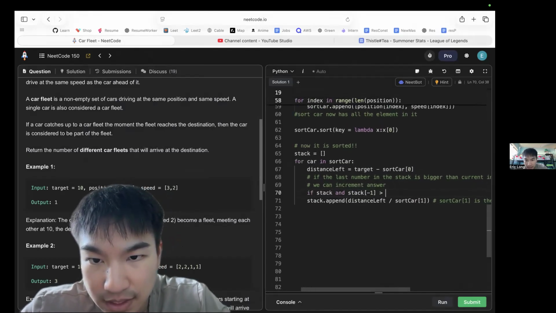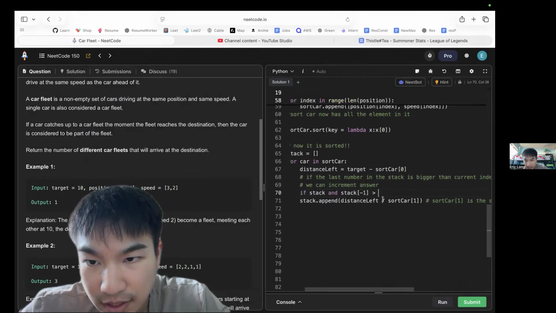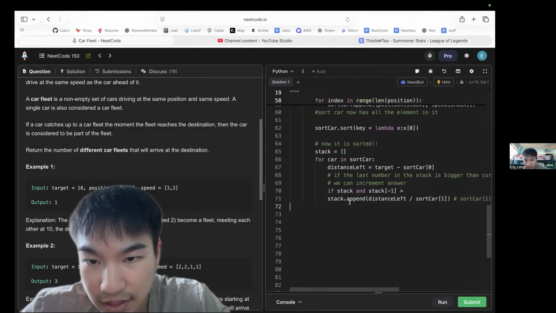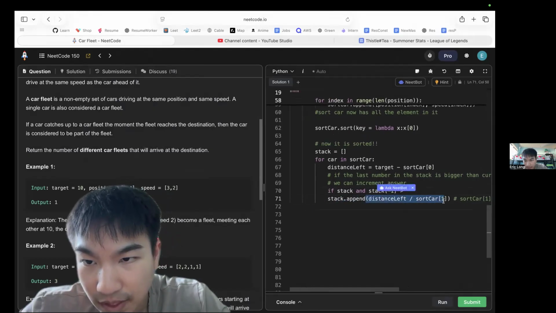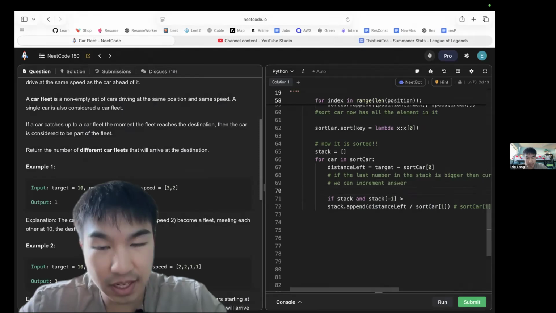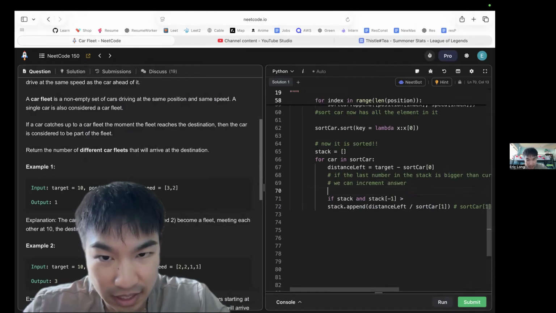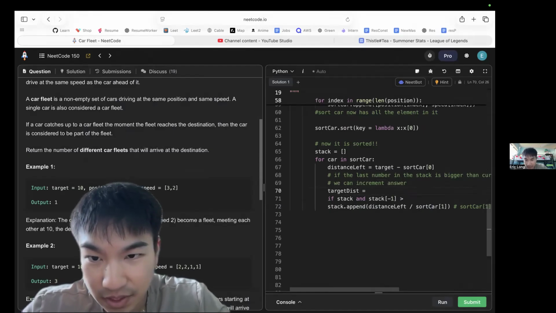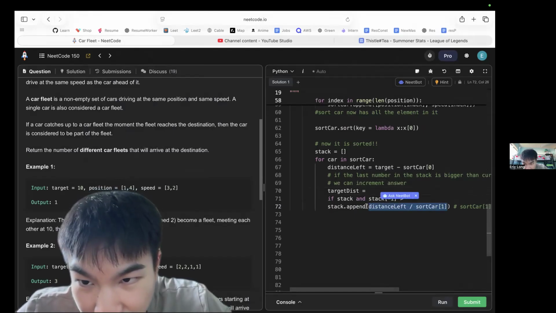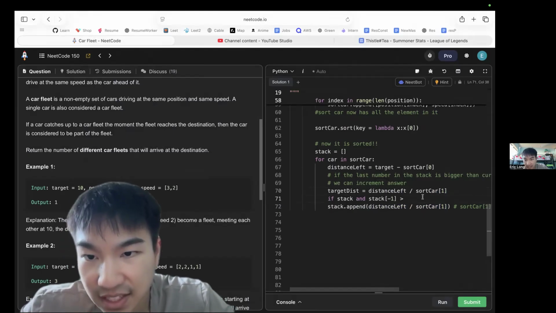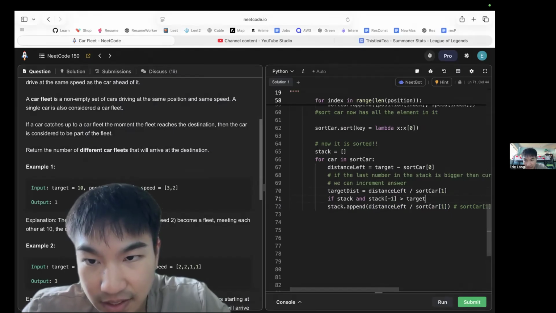Okay, let's see, the distance left. Let's go ahead and compute this actually. Let's put this into a variable instead. I'm going to say target dist is equal to this. And now let's say if that's greater than target distance, then we could go ahead.